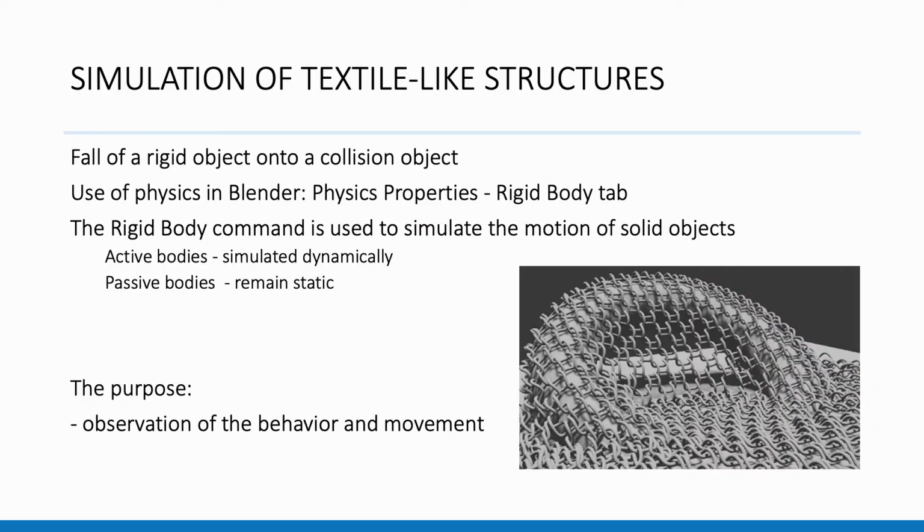As mentioned, we also created some simulations of textile-like structures where the purpose was to observe the behavior and the movement. We used physics in Blender, where we had to determine active and passive bodies, where active bodies were simulated dynamically. In our case, each single element represented an active body, and a passive body remained static, which in our case was an object.